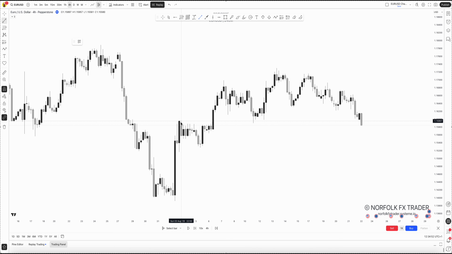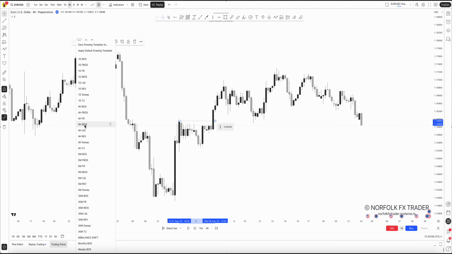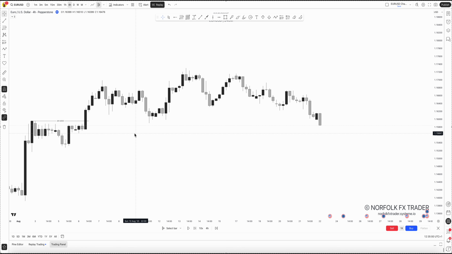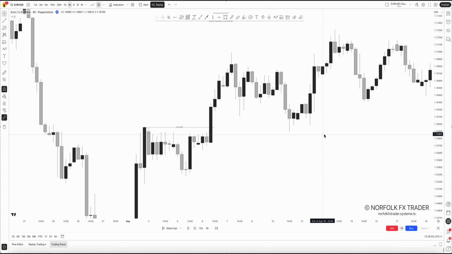So what I'm going to do, I'm going to start from this high as a potential break of structure to the upside. Let's mark this off as a BOS. Now the BOS basically stands for break of structure.